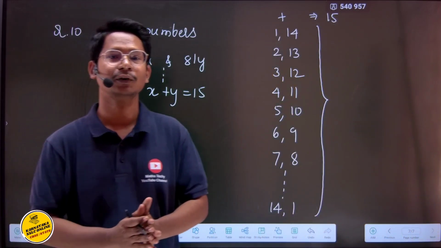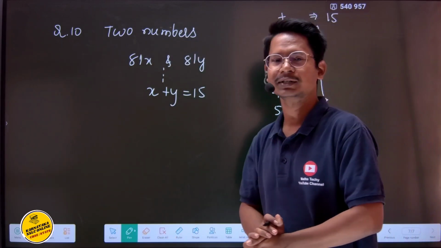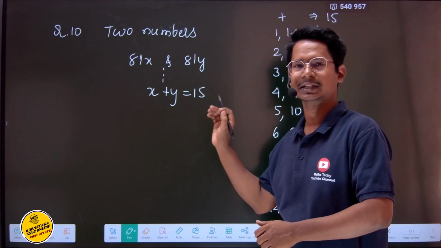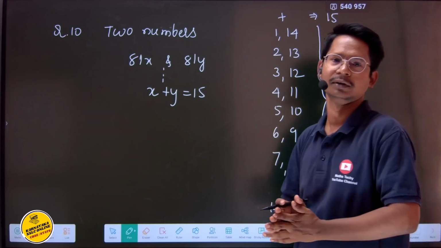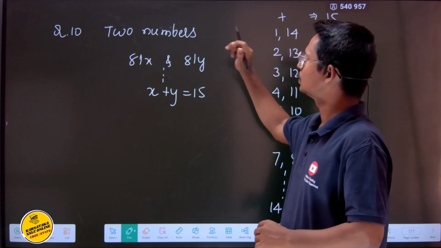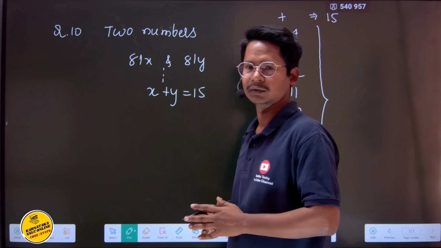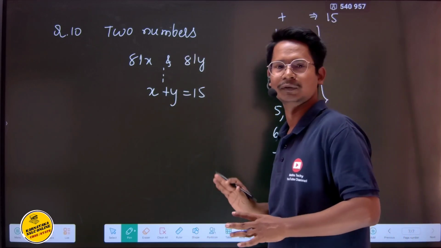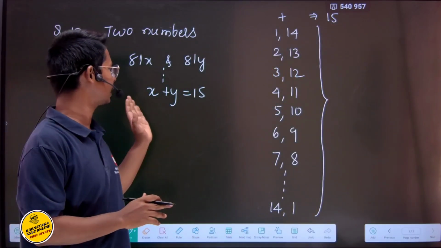So in the last video, I asked one question, and some students have given correct answers. In this video I'll explain the answer, and we will continue with the next chapter, which is polynomials. See, it was the 10th question. Two numbers were given, and they told us the HCF is 81. After solving we got x plus y equal to 15, and the question was how many such pairs of numbers we get for x and y.